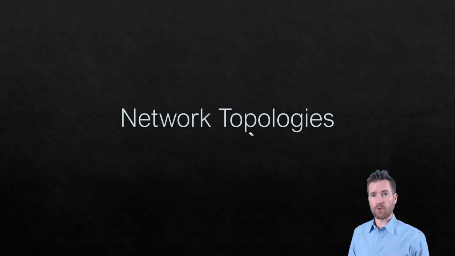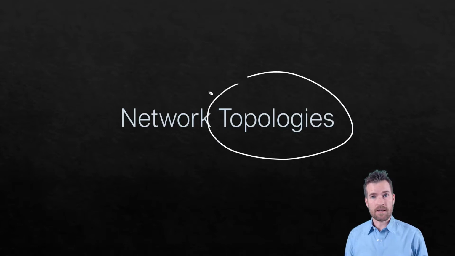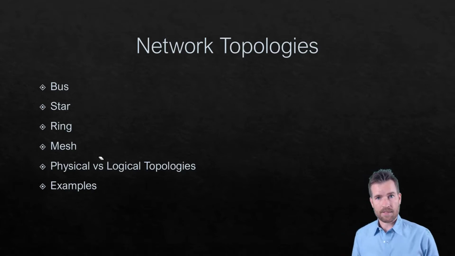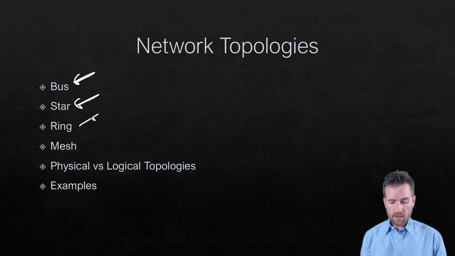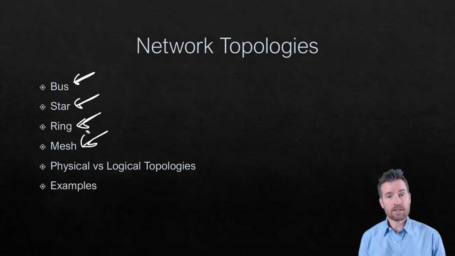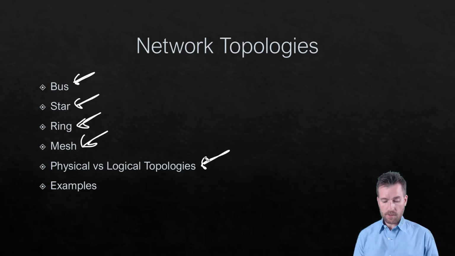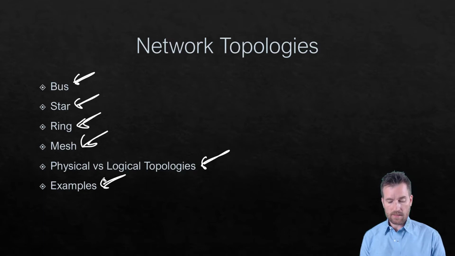There's a lot of different ways that topologies are set up. So let's talk about some of the topologies of how these different networks are set up. There are several common topology types. So let's take a look at what a bus looks like, what a star, what a ring, and a mesh topology network looks like. Then we're going to talk about the difference between a physical and a logical topology, and then we're going to get into some examples.